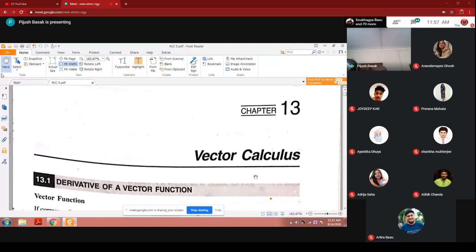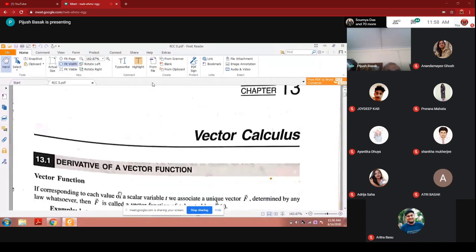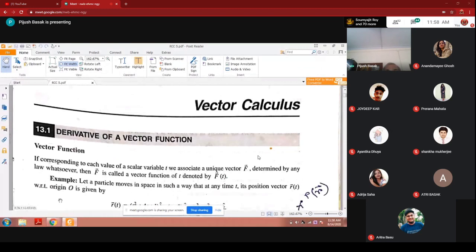Are you aware of this vector quantity? Yes, sir. The preliminary concept is there. So what is a vector function? I'll just tell you the definition. If corresponding to each value of a scalar variable t, scalar variable you know, no direction, only magnitude, we associate a unique vector f determined by any law, then f is called the vector point function of t and denoted by f arrow t.